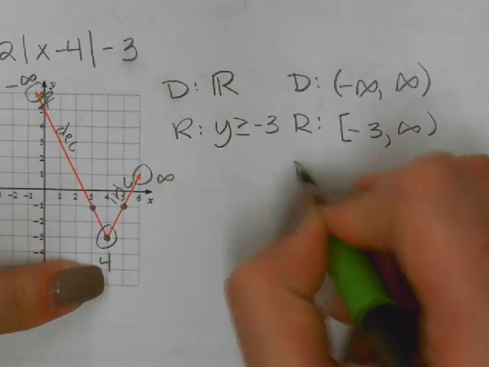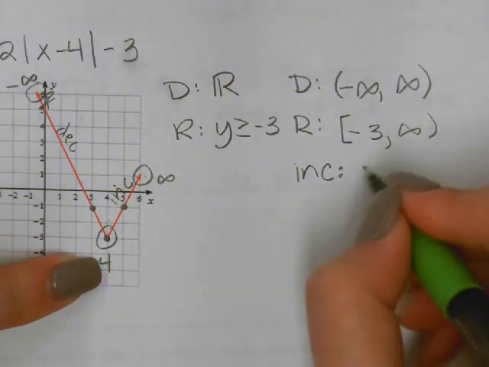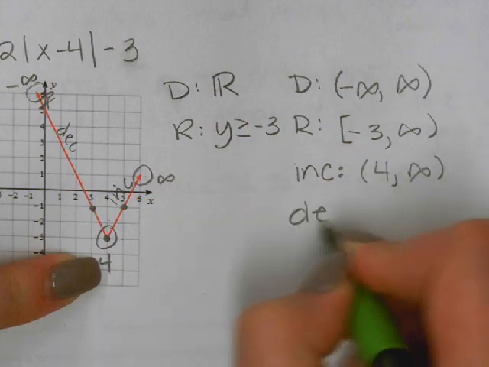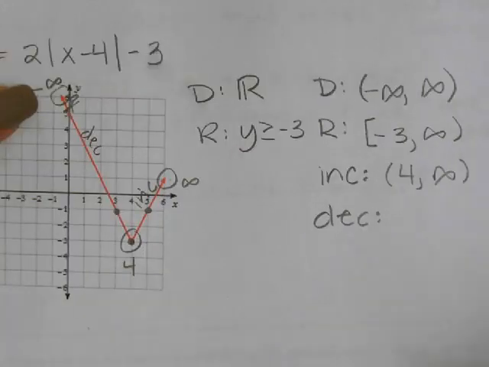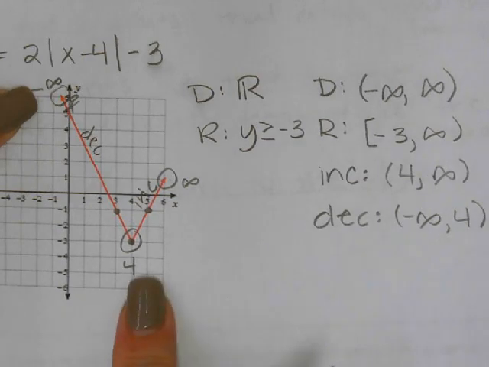So I'm going to say for this one, the increasing interval is from 4 to infinity. Those are x values, 4 to infinity. And the decreasing interval is from negative infinity over to 4. Again, we are not including the 4.